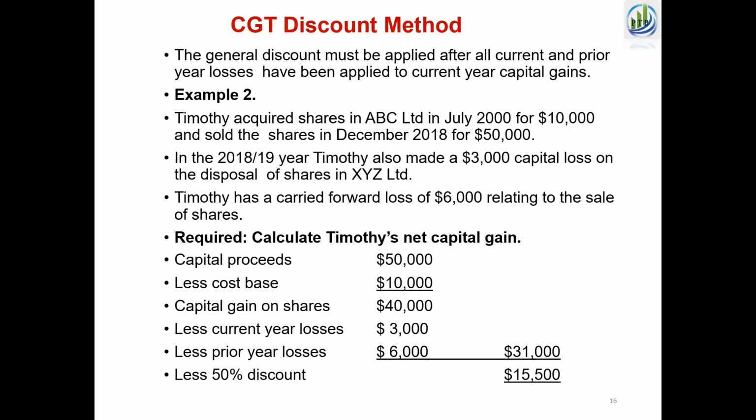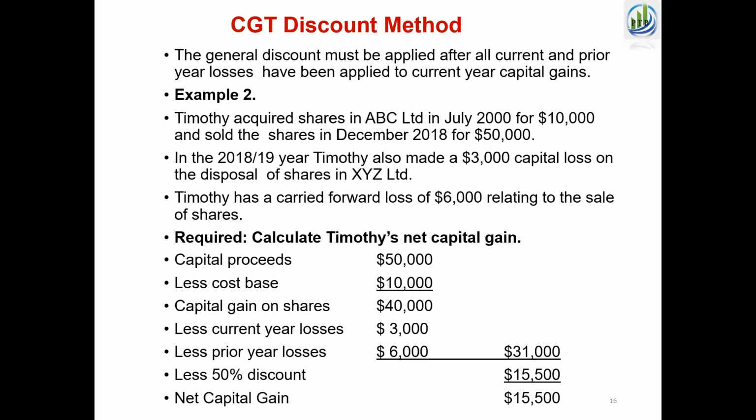So very clear, the general discount is only available after taking out all the losses, right? So 40,000 minus all of your losses is 31,000, and you apply the 50% discount. Now your net capital gain will be 15,500. Very simple, right? Very important here: we cannot apply the 50% discount straight away on 40 if you have the loss. The loss should be offset, then on the balance of 31,000 you apply 50%.